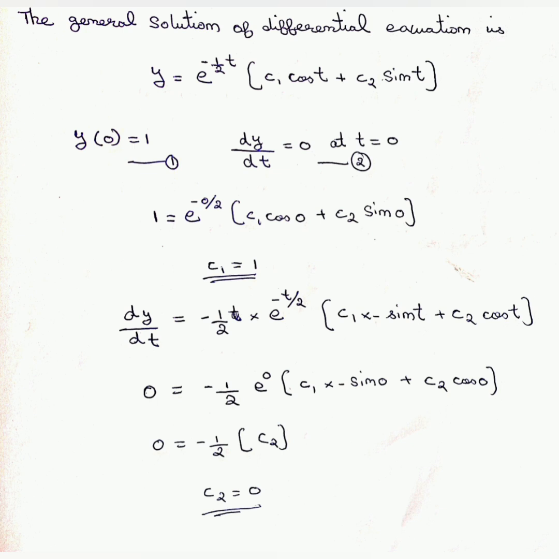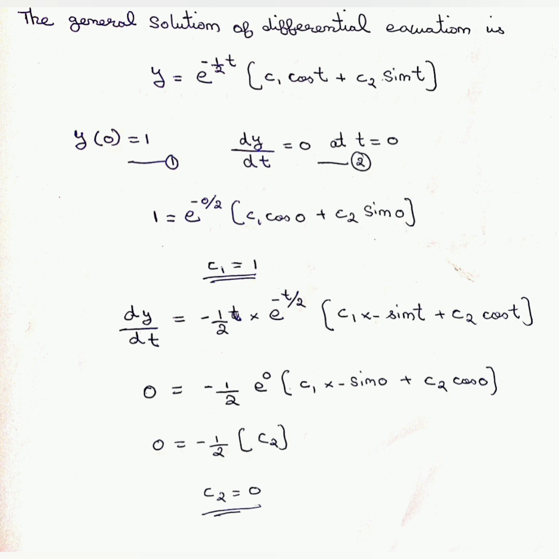In the question it is given that y(0) = 1 and dy/dt = 0 at t = 0. For y(0), we put t = 0 and y(0) = 1. Therefore 1 = e^(-0/2)(c1 cos 0 + c2 sin 0). Sin 0 is 0 and c1 cos 0 is c1. Therefore c1 is equal to 1.